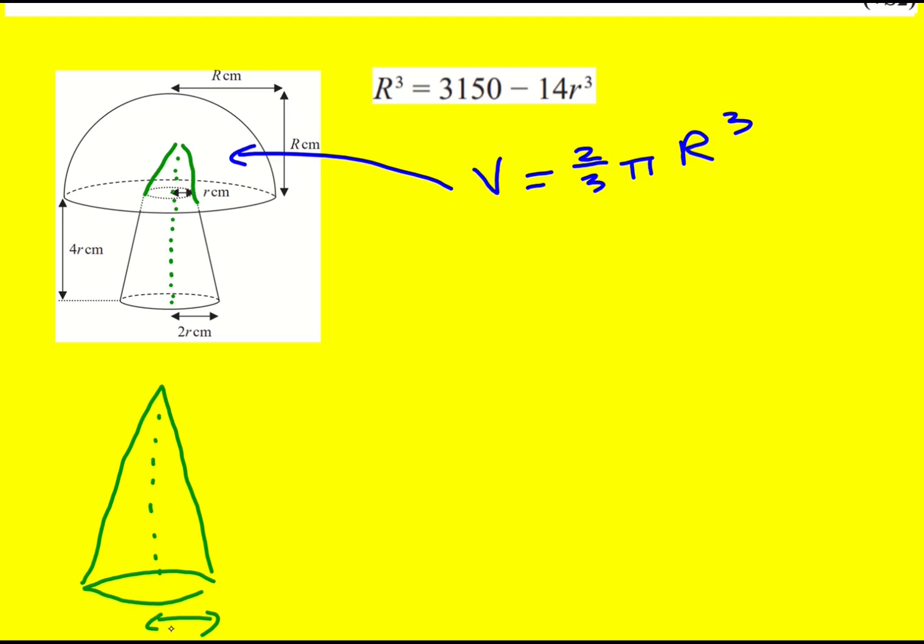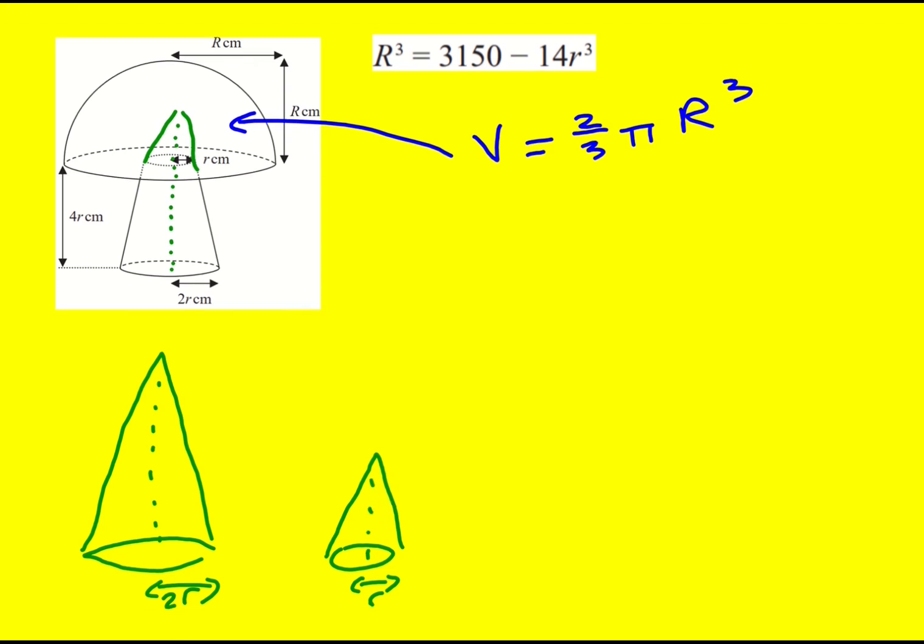Okay, so for the large cone, we've got 2r here, and then we've got to try and work out what the height would actually be, which we don't have at the moment. But we've got the small cone as well, and this has a radius of r. So we can use the idea of similar triangles here. I've got a triangle with base 2r, and here I've got a triangle with base r. So going this way, I'm dividing by 2 for the lengths, and going this way, I'm timesing by 2.